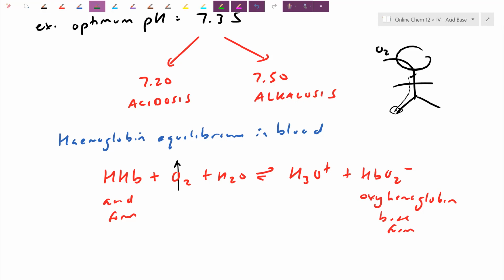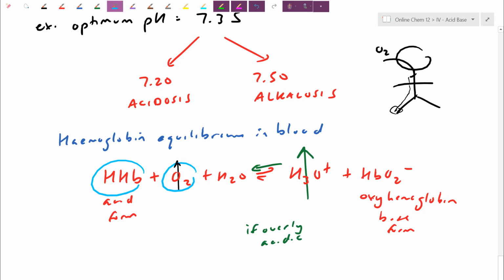So in a condition where we're actually a little bit overly acidic, if we're overly acidic with acidosis, we have too much H+. So if overly acidic, what's the problem with this equilibrium? Well, if I have way too much H+, that shifts the hemoglobin equilibrium to the left, where my acid form hemoglobin was supposed to grab oxygen. Because we're heavily shifting to the left, we're converting any hemoglobin that was carrying oxygen, we're converting it to the form that it can't actually bind to oxygen. So we have a problem for acidosis here.